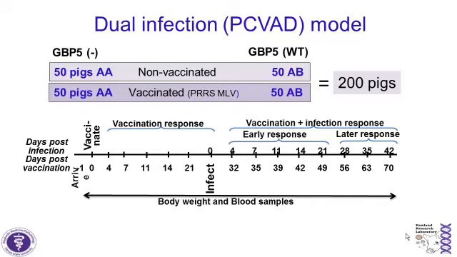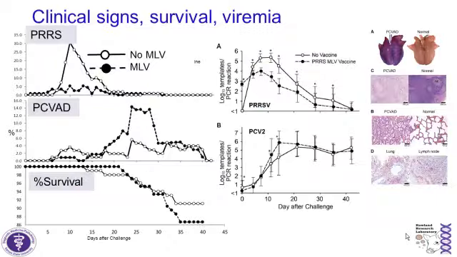In this model, we start with 50 pigs that are of the unfavorable genotype. Or we start with 100. Half of them are non-vaccinated, the other half vaccinated. We start with 100 of the favorable genotype pigs, again half of them vaccinated and half non-vaccinated. The vaccine we're using is a modified live PRRS virus. This is the result you get.